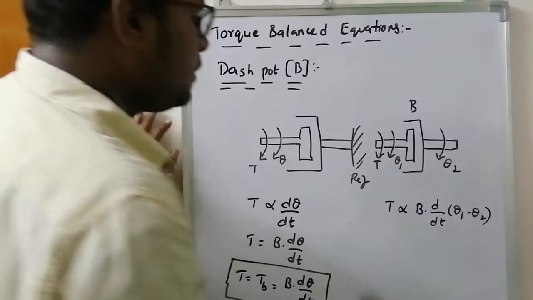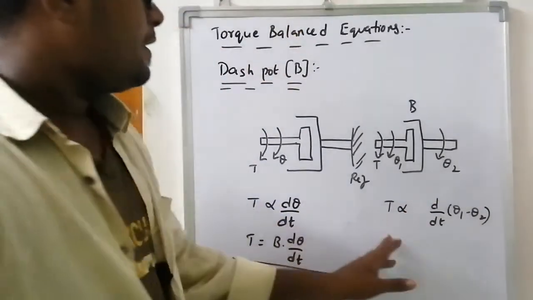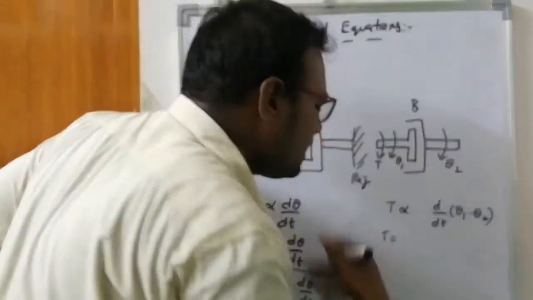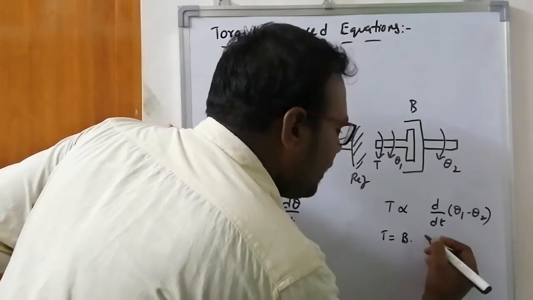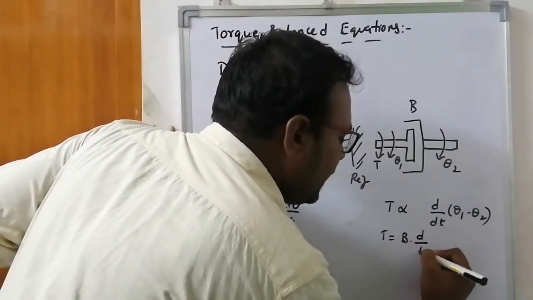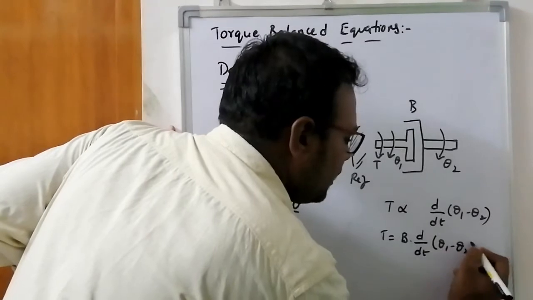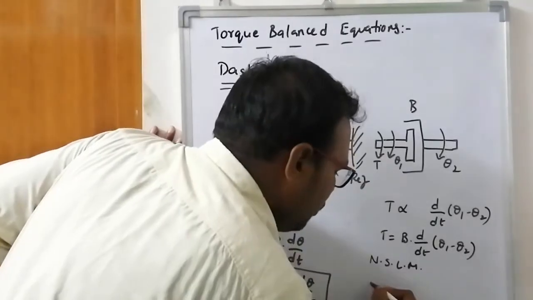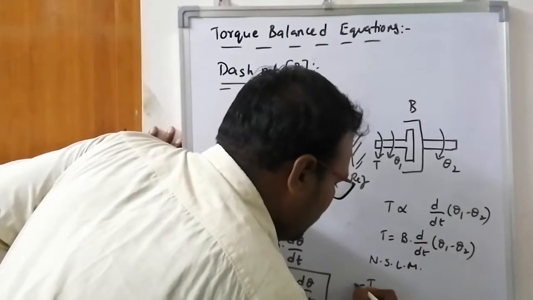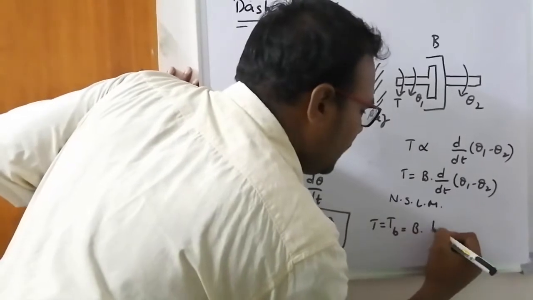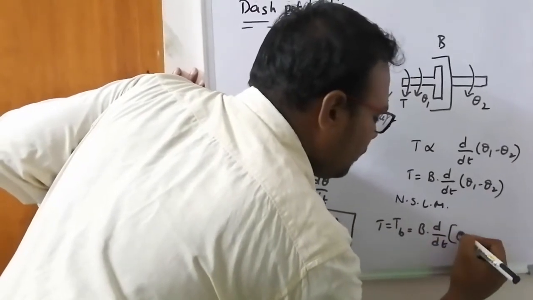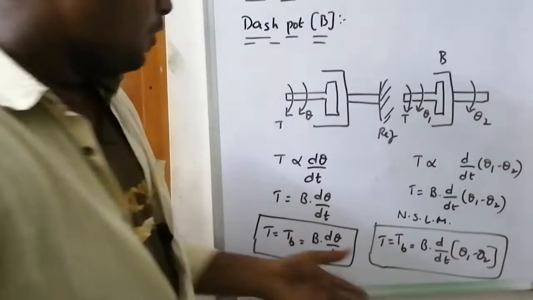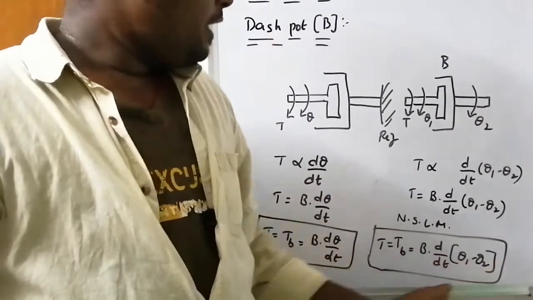When both ends have an angular displacement, the equation becomes T is directly proportional to d by dt of (theta 1 minus theta 2). Now we are going to remove the proportionality. A similar process is applied here. We add a friction constant B, and from Newton's second law of motion, T is equal to TB, which is equal to B into d by dt of (theta 1 minus theta 2). This is the expression for the torque balance equation for the dashpot when both ends are free.